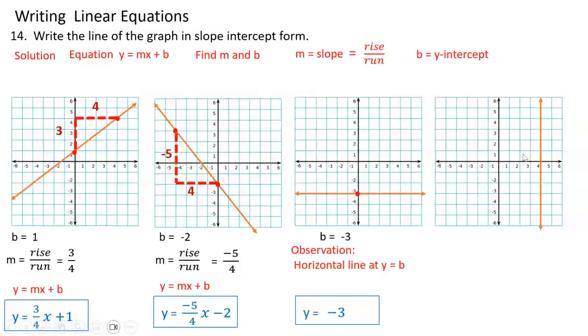And the last one, this is a vertical line, which is undefined. So this will be x equals a number. So the answer will be x equals 4. That's the equation of the line. These are very important to know, guys, or to observe, because this doesn't really require too much work. Just by knowing the concept, you'll be able to find the equation of the line on the graphs.